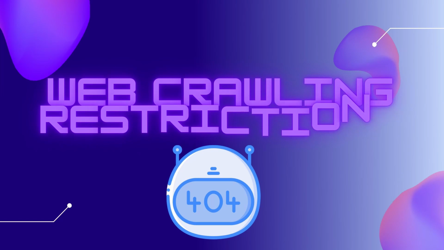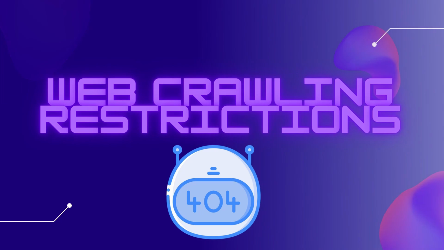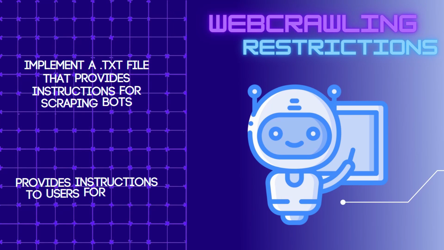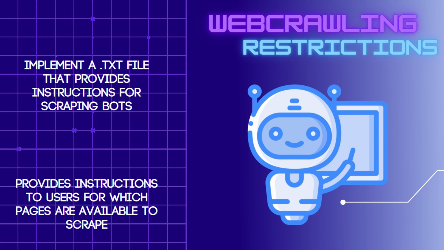Web crawling restrictions. Sometimes, a website will implement a robots.txt file in the directory of their website. This file will provide instructions for scraping bots. For example, the text file will provide instructions to the user about which pages are available to scrape. The user technically doesn't need to follow the instructions as there are no legal or technical restrictions. The website trusts that the scraper will follow the instructions.